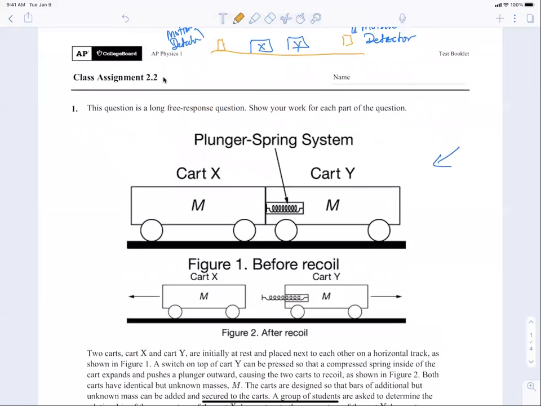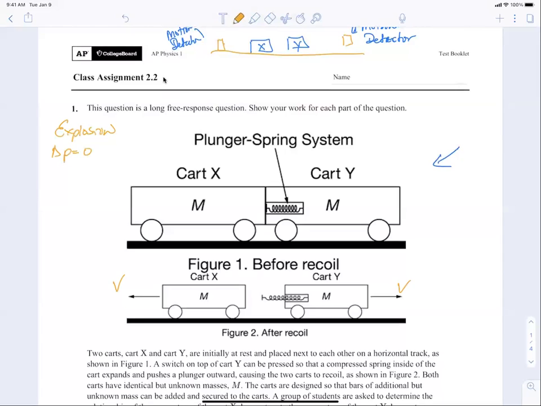This is an explosion, okay? This is an explosion, essentially. And these two carts start at rest. So the momentum is 0, and they will take off. This velocity would be to the right and this velocity would be to the left. And in an explosion, momentum is conserved. Change in momentum is conserved.